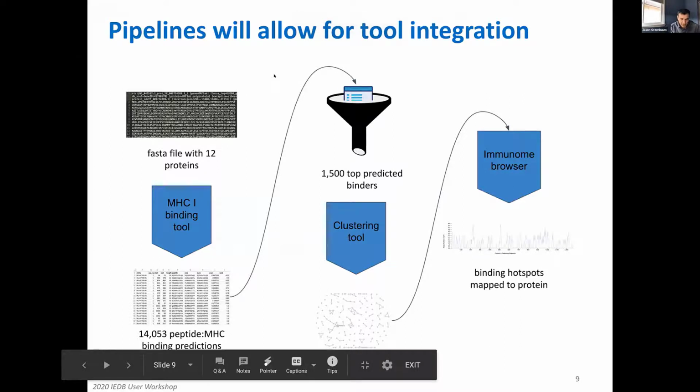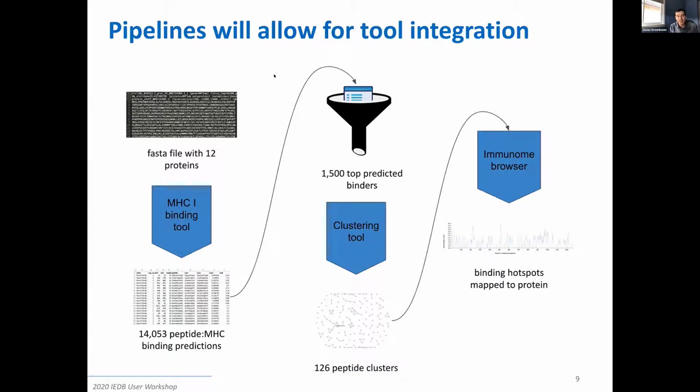And so the whole idea of a pipeline is to be able to take the output of one tool and feed it as input to another tool and chain these things together, maybe even rearrange the way you do things. And I'm just showing an example here of a potential pipeline.